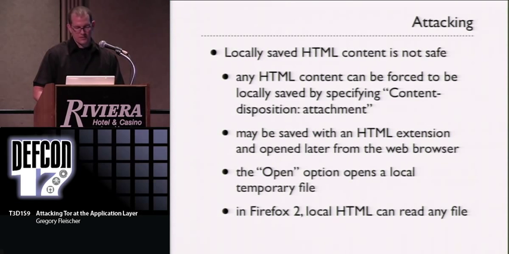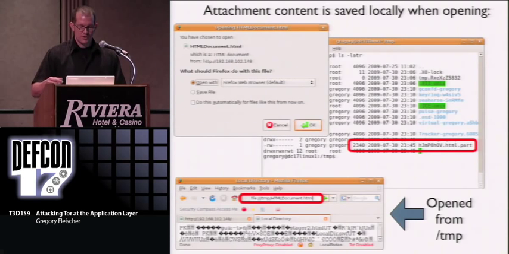Now, web browsers have sandboxes that they run this code in, but there are some interesting problems. In Firefox 2, local HTML could read any file, any directory on your machine. So it's as simple as clicking on a website, getting a pop-up that says, do you want to open or save this, and you say save, and then run it later. It could just read any file on your machine and send it off. Now, this has been fixed in Firefox 3 and beyond. Locally saved HTML content is limited to reading itself and existing subdirectories that it knows about. It can no longer enumerate every single file on your machine.